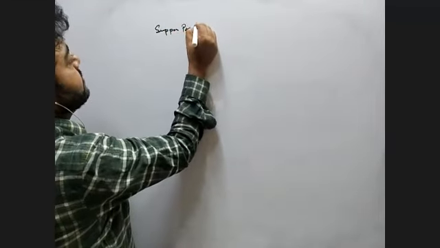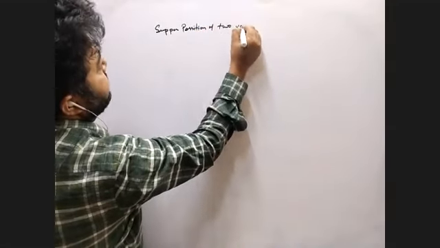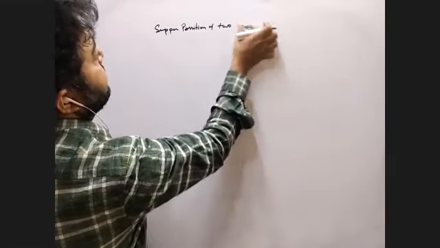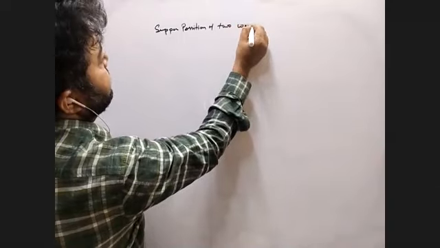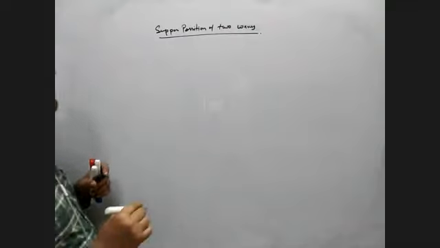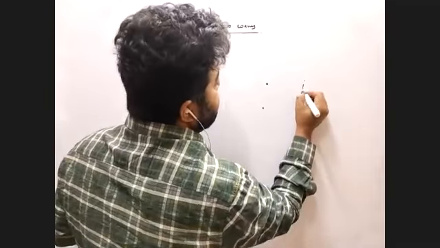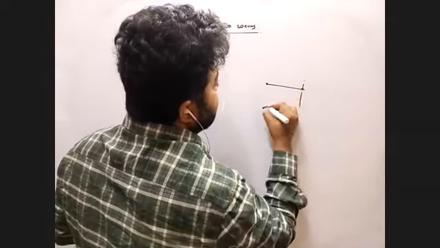Superposition of two waves. So for superposition of two waves, suppose you have two waves, and this is the screen where the two waves are superimposed.